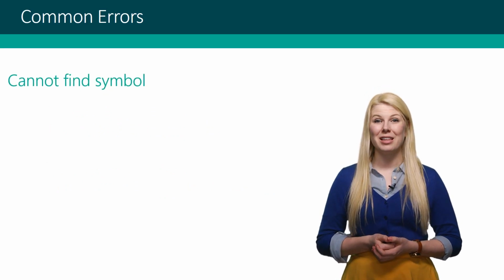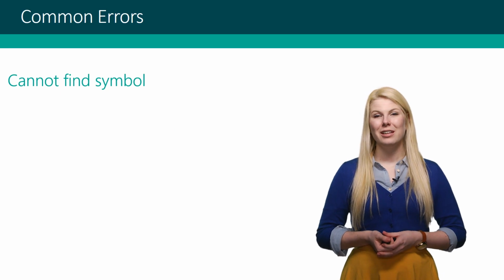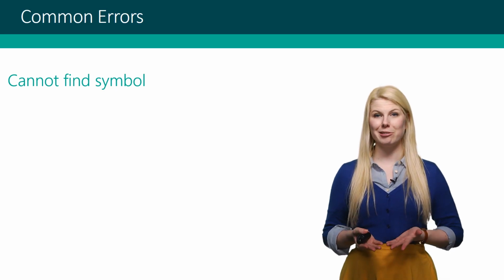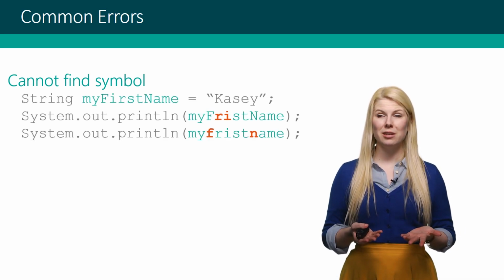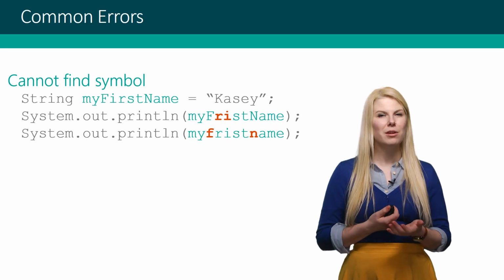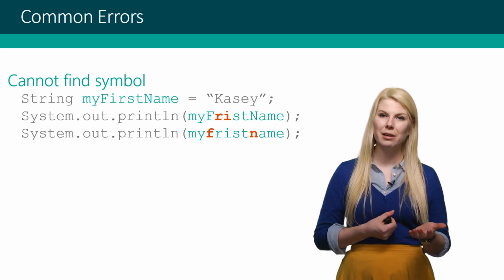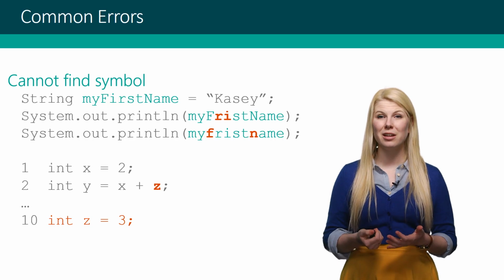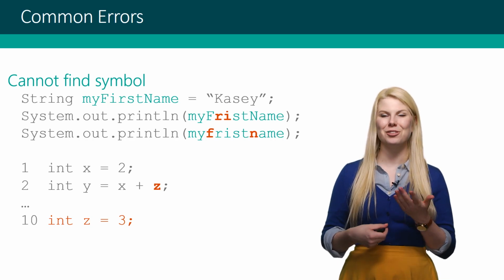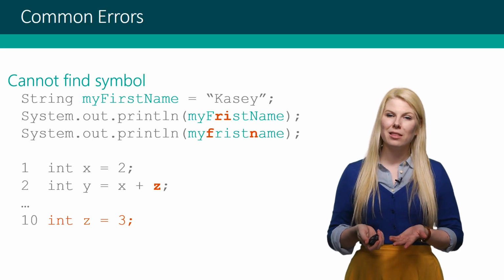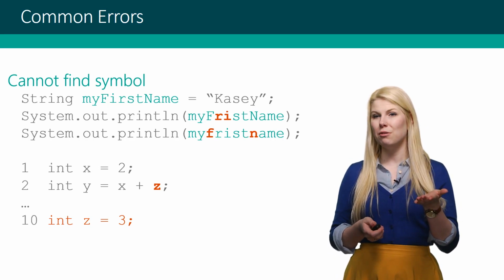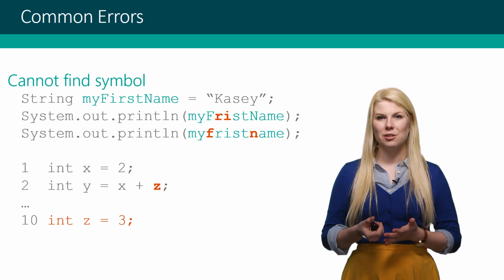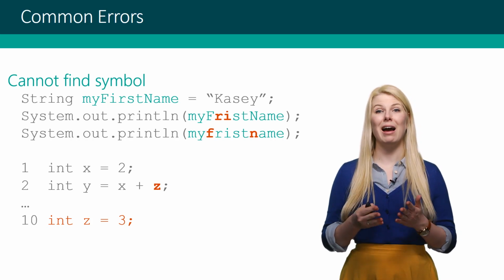A lot of times you're going to get the cannot find symbol exception. This means that whatever name you're using for your variable, the computer doesn't understand. The simplest reason is probably because you mistyped it, or maybe you used a different capitalization when you declared it and then when you called it. The other reason could be because you declared it somewhere after you're trying to use it. Like maybe you forgot that you tried to use it up on line 2, but you didn't declare it until line 10. As far as the computer is concerned, that variable does not exist until after it's declared.